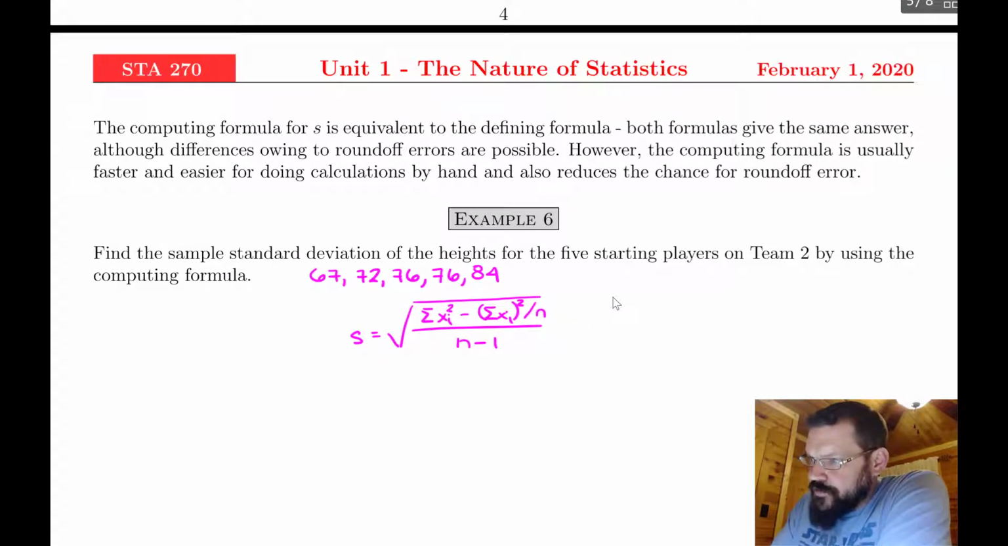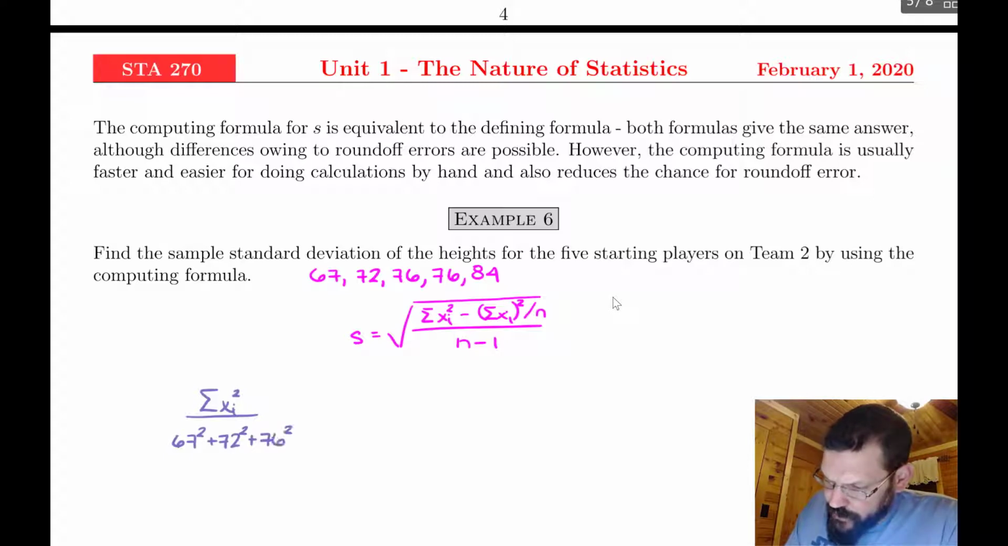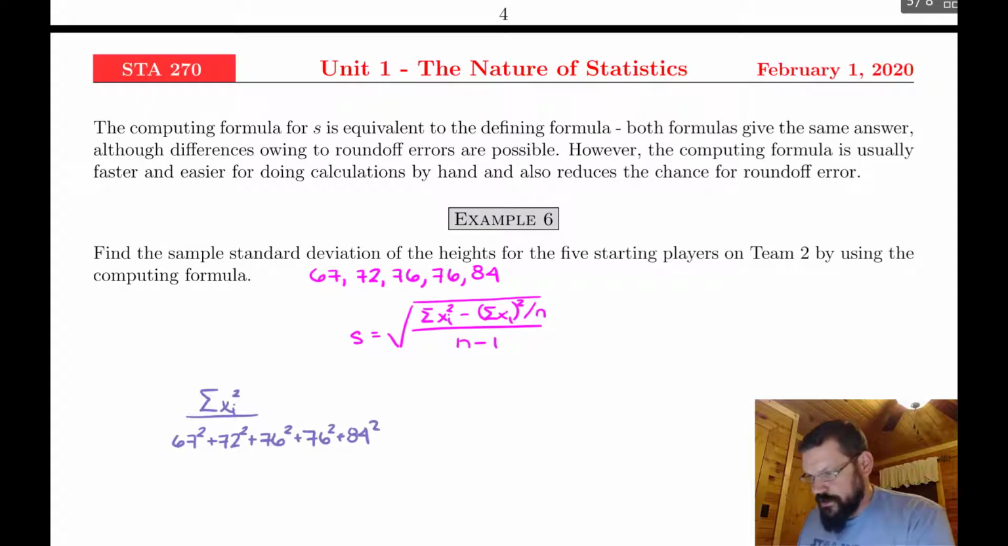For the first part of this, we're going to take all of our data points, so it's 67 squared plus 72 squared plus 76 squared plus 76 squared plus 84 squared. And we're going to punch that in the calculator.